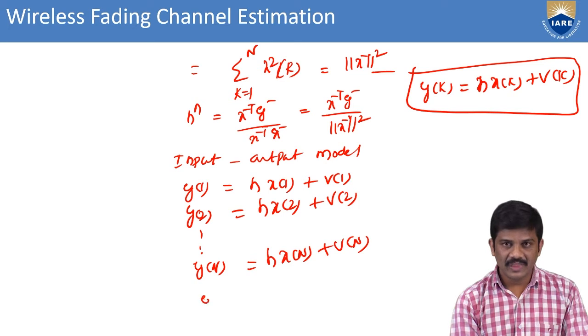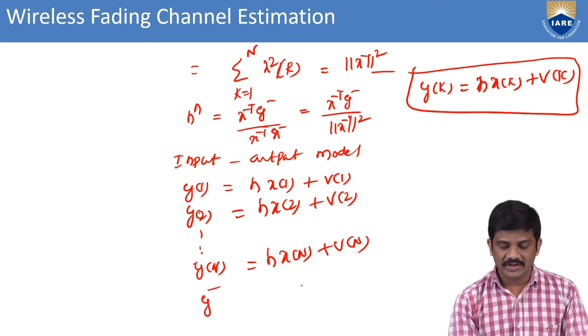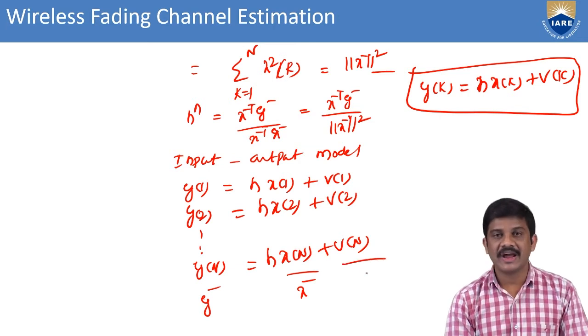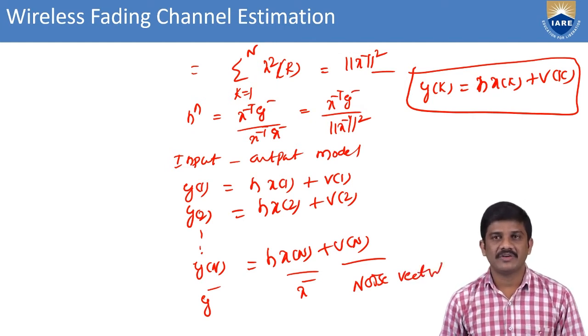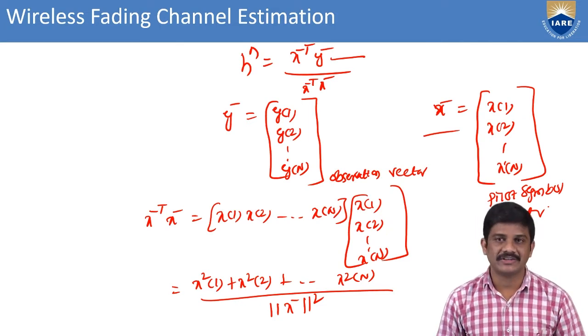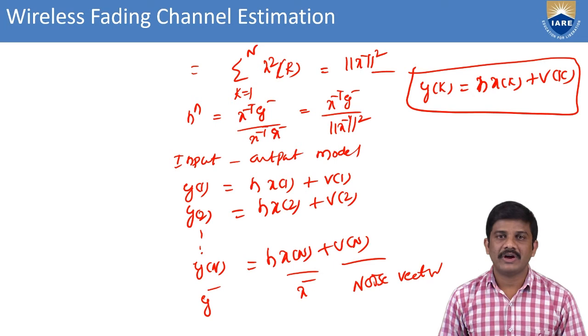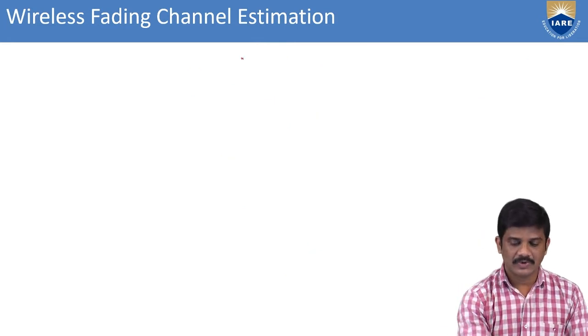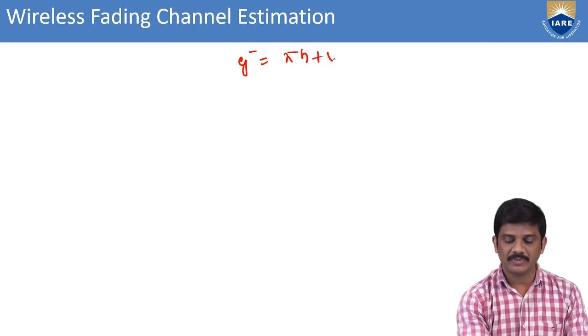This is the observation vector y bar. Here we can write the x bar, which is the pilot symbol vector, and this is the noise vector. First we wrote the y bar and x bar, then we can simplify the h hat, then substitute the value in the x bar vector, and then write the input and output model. From this we can write y bar equal to x bar h plus v bar vector.